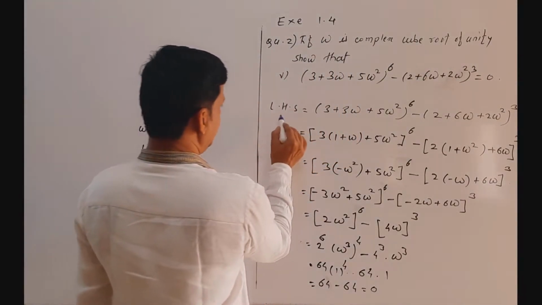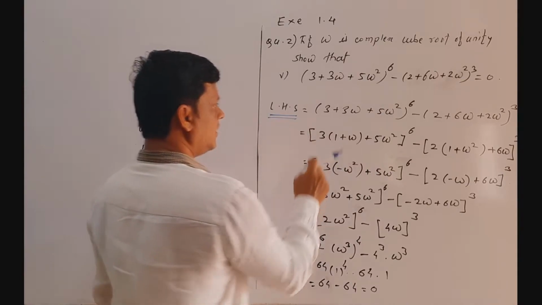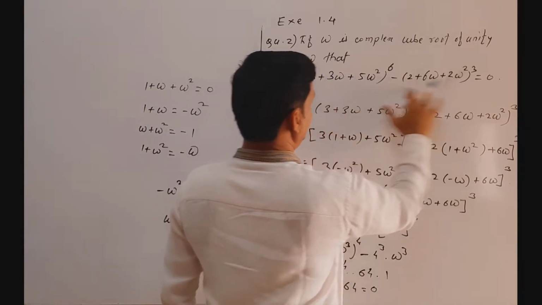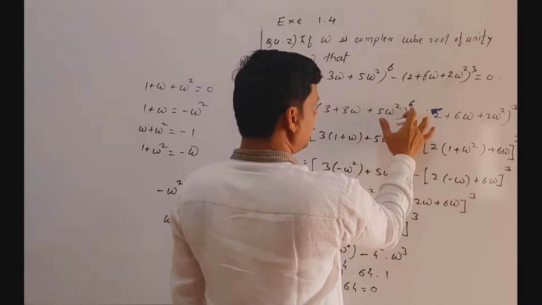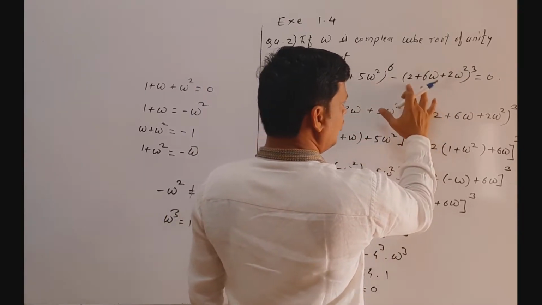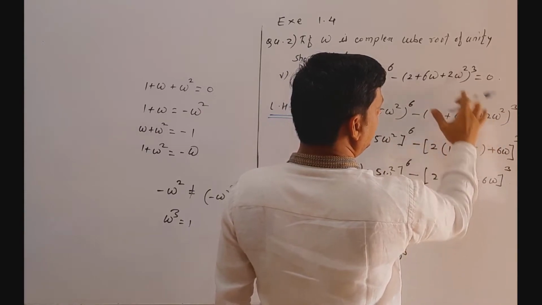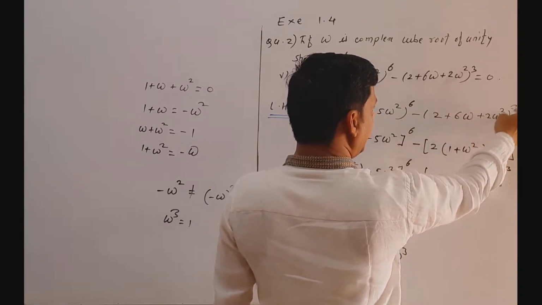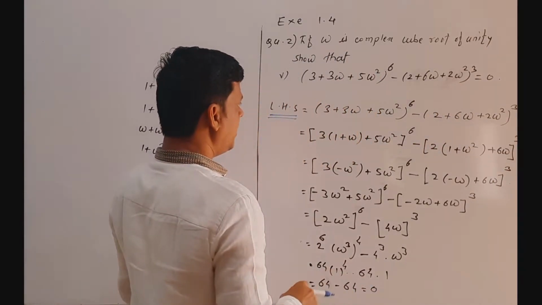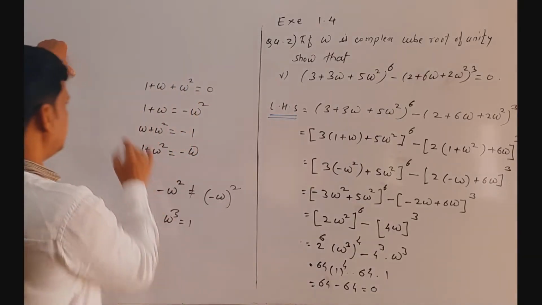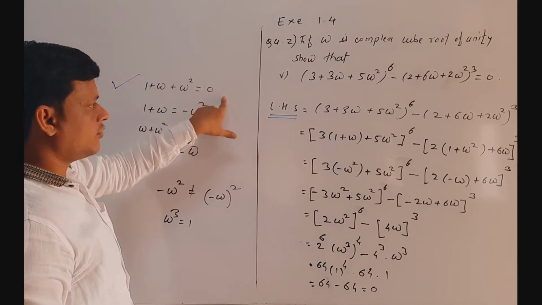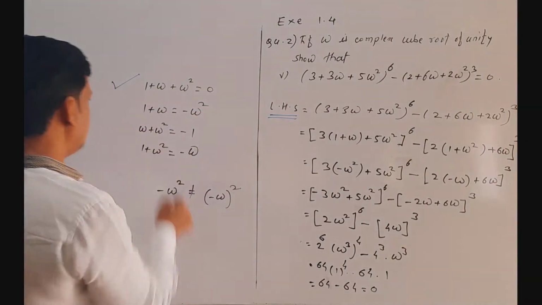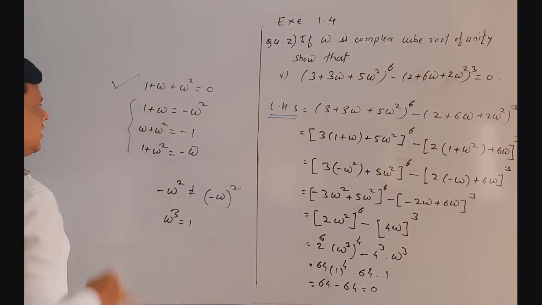So first we write LHS as it is: [3 + 3ω + 5ω²]^6 − [2 + 6ω + 2ω²]^3. Now here we have to use the property 1 + ω + ω² = 0. So we can convert this into these three forms.